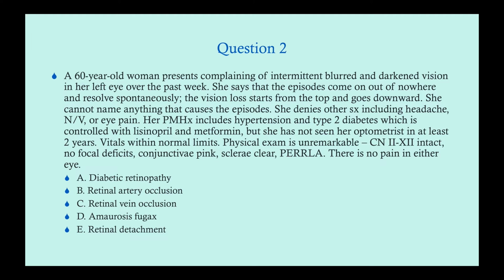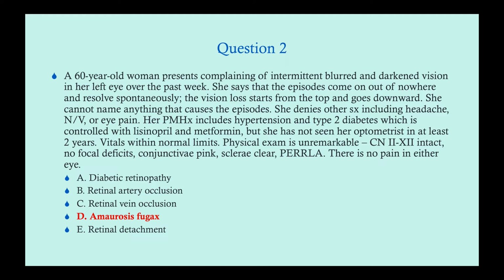What is the most likely cause? I didn't put it here, but what's the most likely cause of this patient's symptoms? A, diabetic retinopathy. B, retinal artery occlusion. C, retinal vein occlusion. D, amaurosis fugax. Or E, retinal detachment. All right, so our answer here is amaurosis fugax.